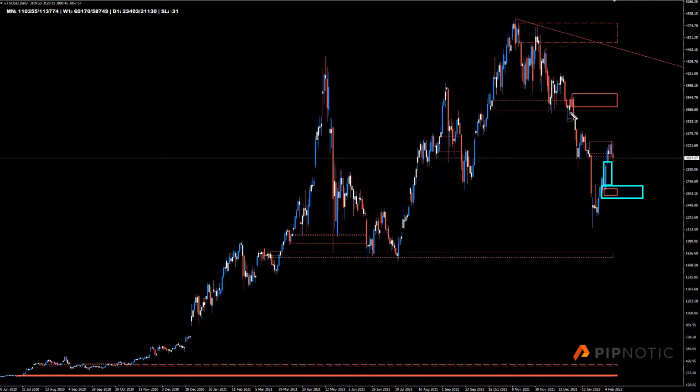We also have one here. This is a little bit further away, meaning that this will rebalance later rather than sooner. Okay, you can see those here very clearly on the daily chart.